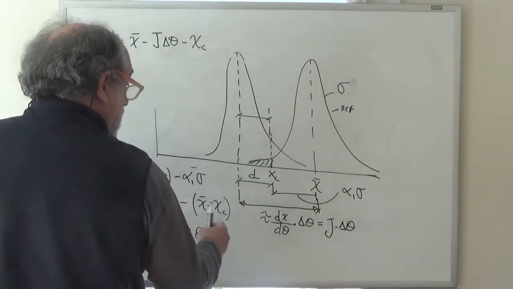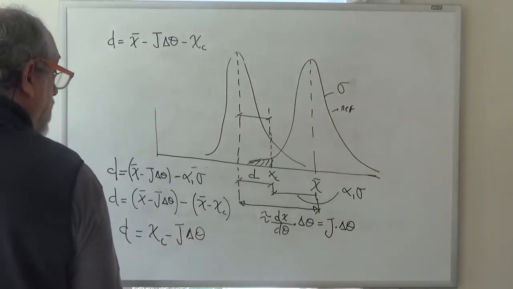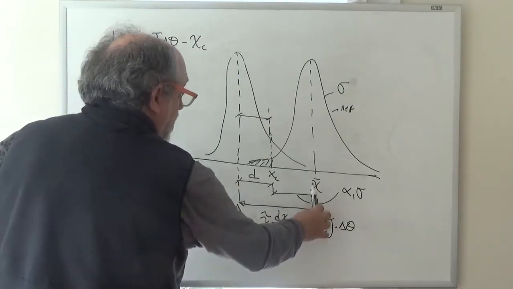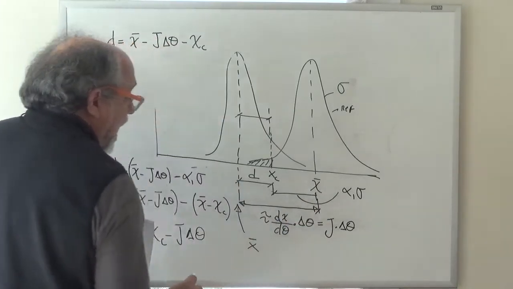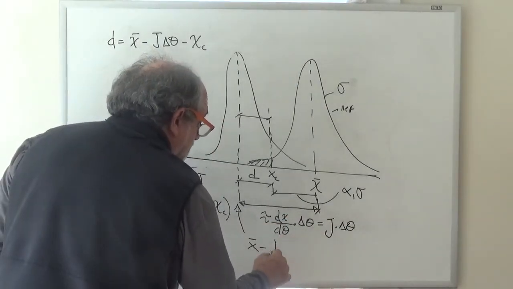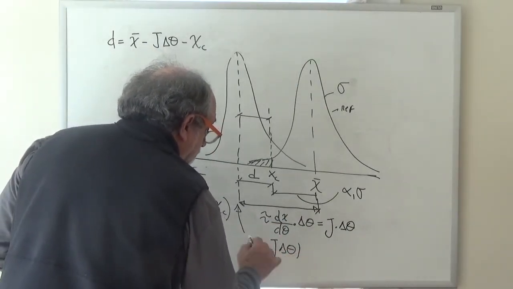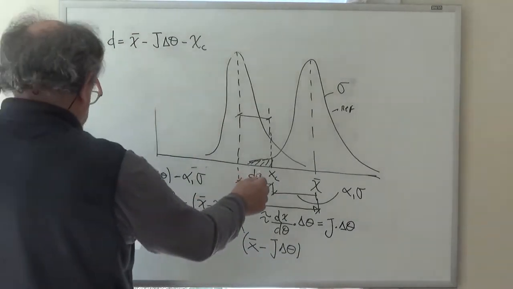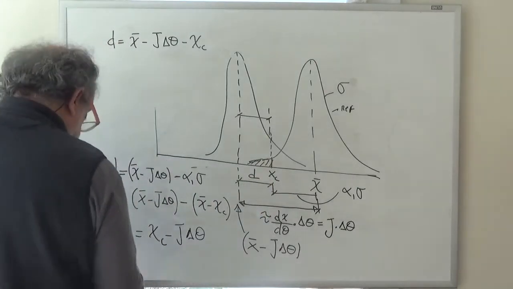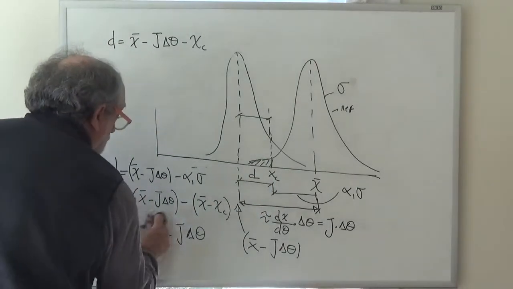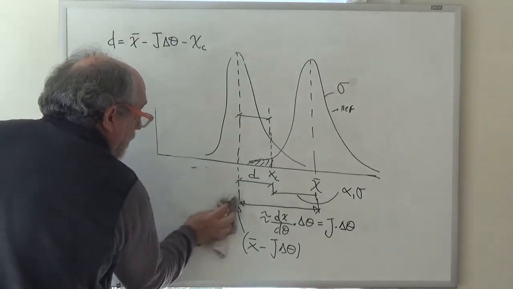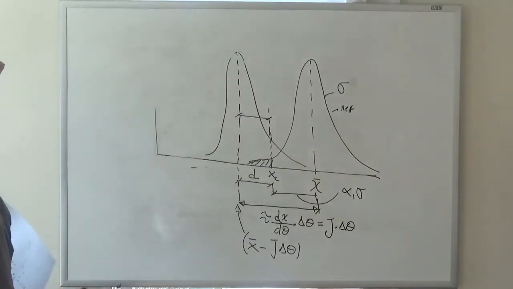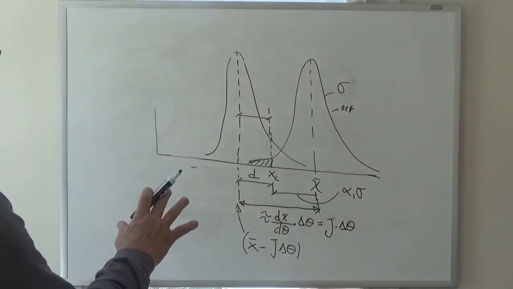This point here is x bar minus j delta theta, right? That's this point here. This is xc, and therefore, let me just erase so I don't screw up what I've done. I did it clean here and then I got messed up here. So sorry. So let's see.